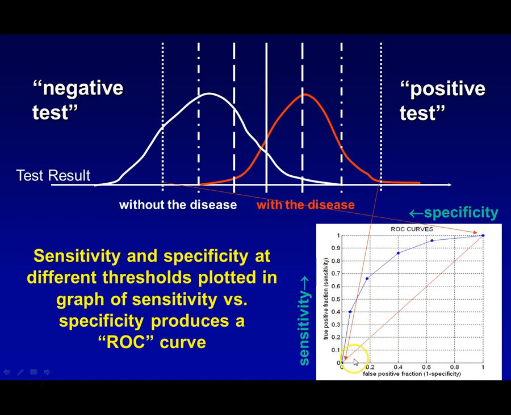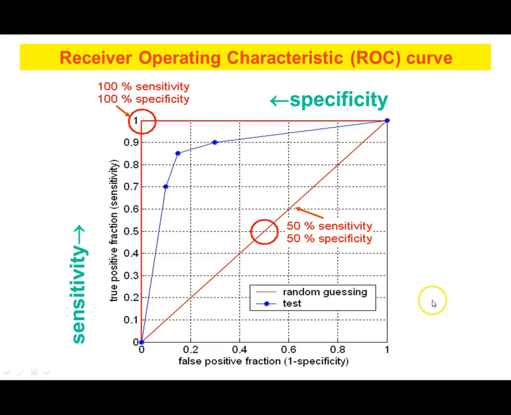We see that also the area under the curve is very important. When it's 50%, we'd better take a coin and throw the coin. In other words, we have a 50% chance to have a good result. This means 50% sensitivity and 50% specificity.